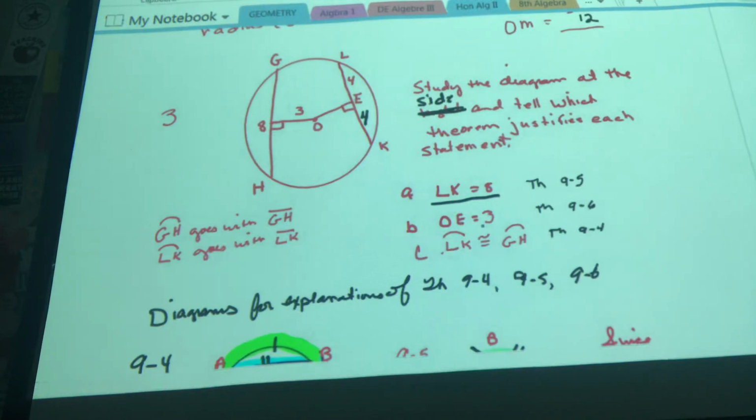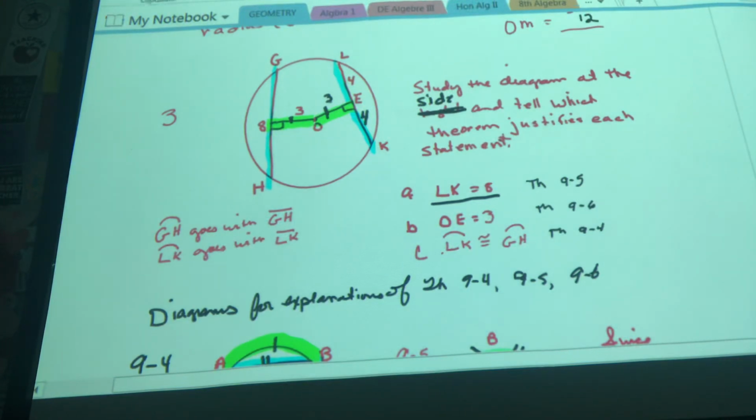Now let's go another step. How can we figure out that OE is 3? We know that chord GH is 8, and we just figured out that chord LK is 8. They are congruent chords. According to Theorem 9.6, in the same circle or congruent circles, chords equally distant from the center are congruent, and congruent chords are equally distant from the center. So since those blue chords are equal, their distances to the center must also be equal. They must both be 3. That's using Theorem 9.6.